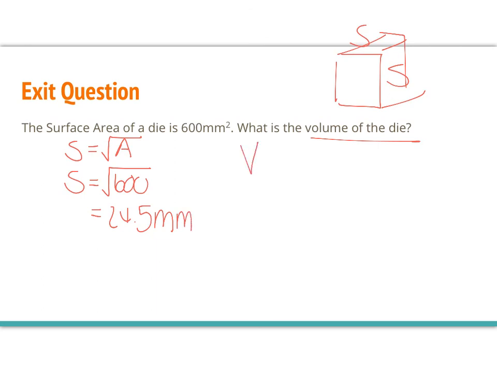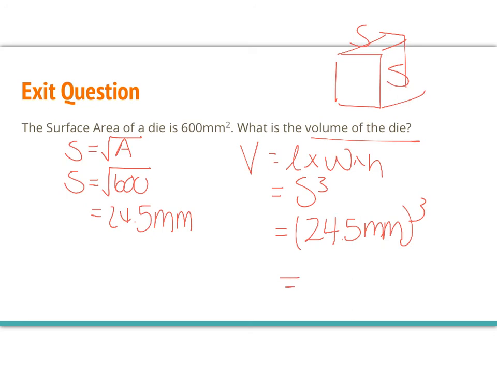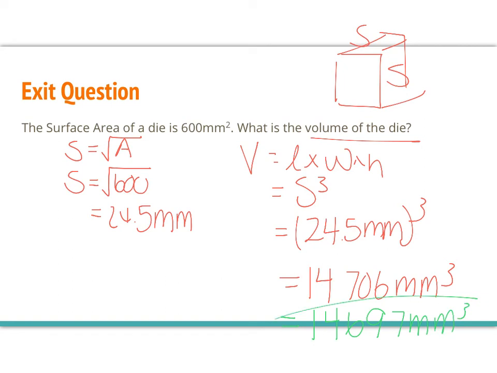Therefore, the volume will equal length times width times height. And the length, the width, and the height are s, so it's s cubed. So 24.5 millimeters cubed is 14,706 millimeters cubed. If you used your exact answer in your calculator, you're going to get a little bit of a different answer here. It becomes 14,697 millimeters cubed if you used the exact. Either would be acceptable in this case.